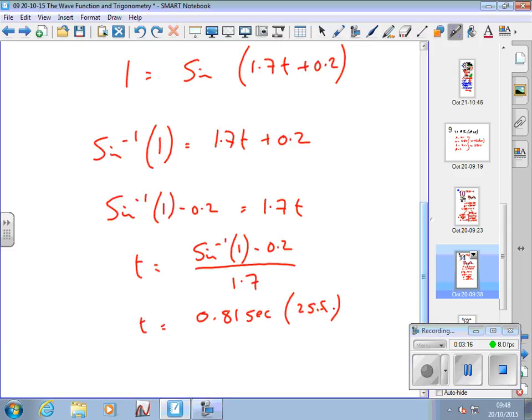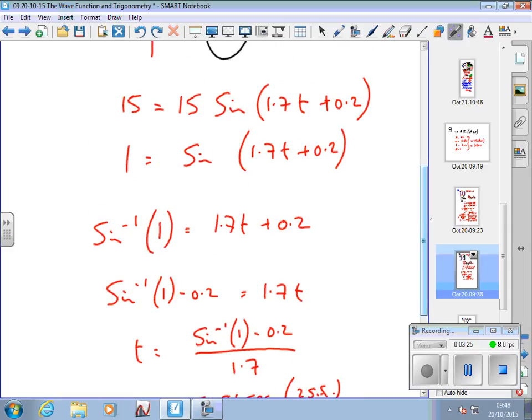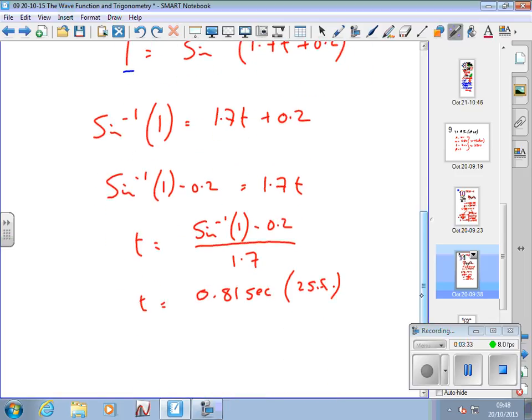In questions like this, if I'm after the maximum, the time for the maximum displacement, or the maximum displacements involved, if you think about it, 15 in this case, these are always going to be the same, which means this is always going to be 1, of course. So in questions like this, you're always going to end up with the inverse sine, sine to the minus 1 of 1. Okay, I'll stop that there.